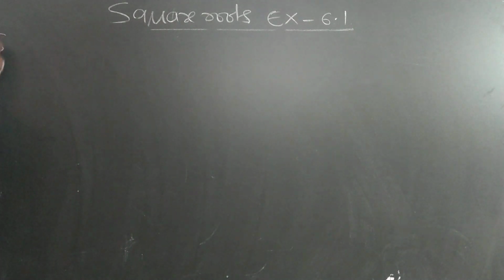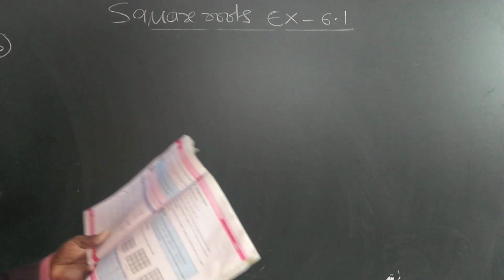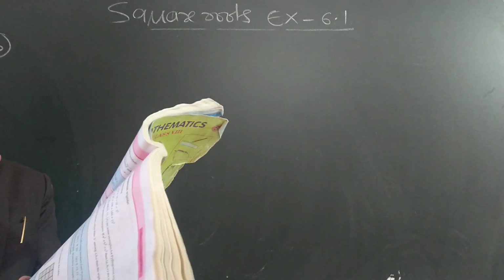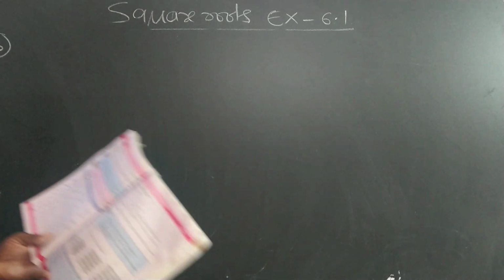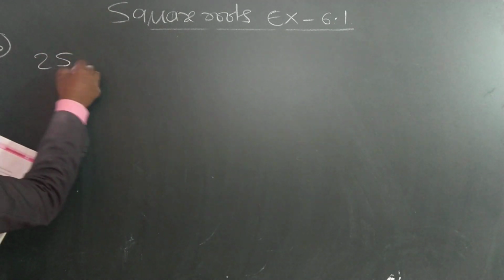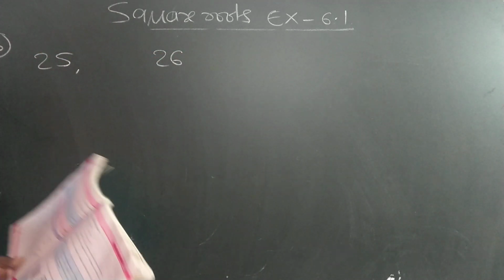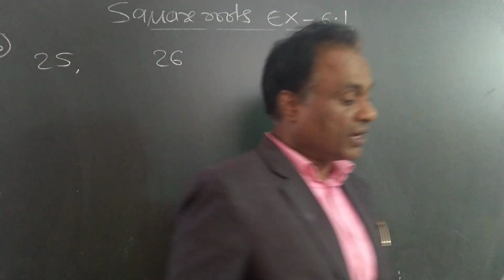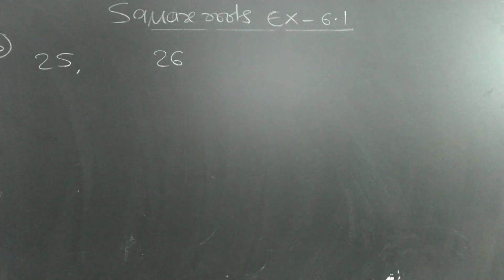Fifth one. How many numbers lie between the squares of the following numbers? 25, 26. Students, how many numbers lie between the squares of these numbers? 25, 26.